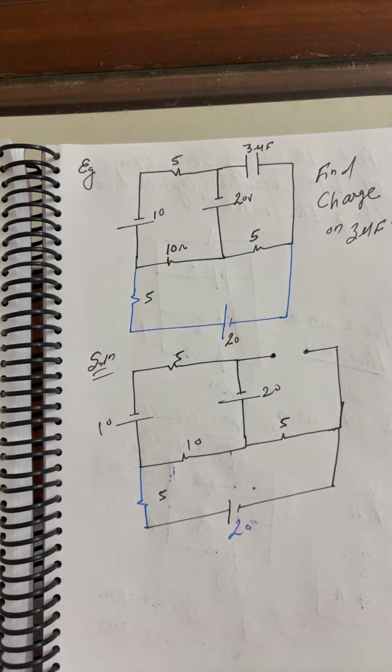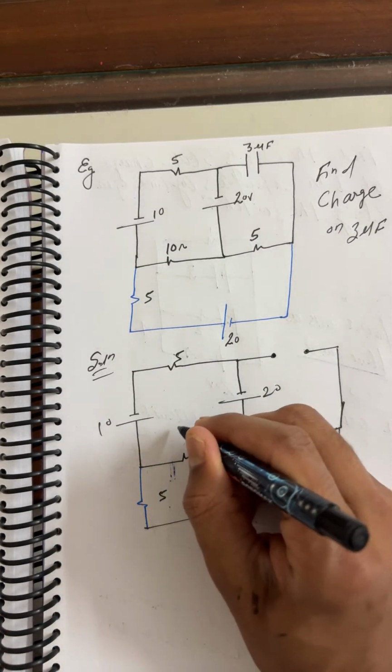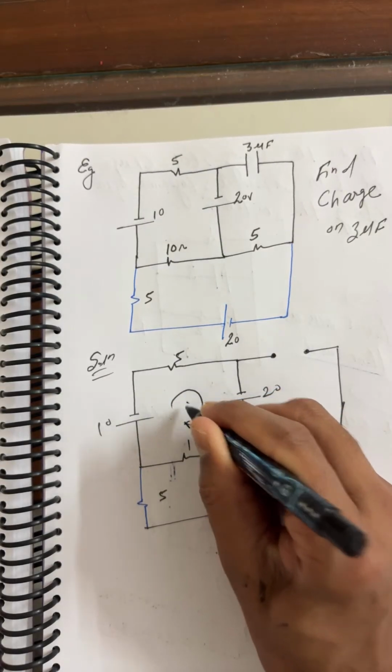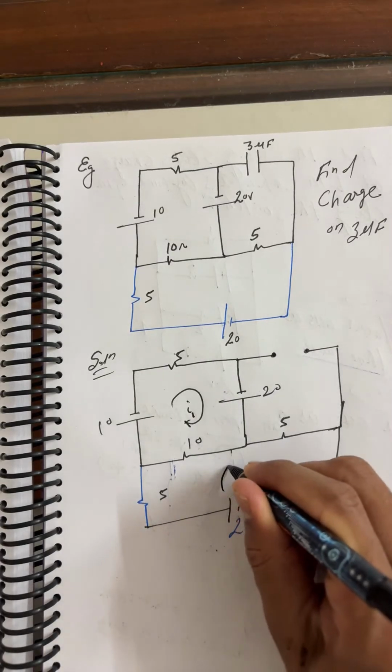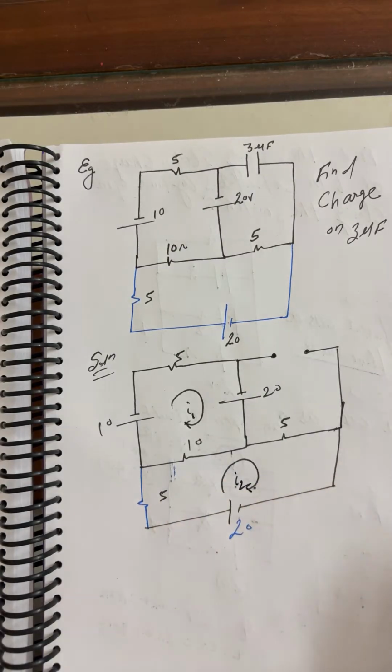Right. Because this is an open circuit, we can't apply KVL across it. So first of all I'll apply KVL over here for this loop. Let us say the current is I1. Next I'll apply KVL for this loop here. Let us say this current is I2. This current is also I2, right?